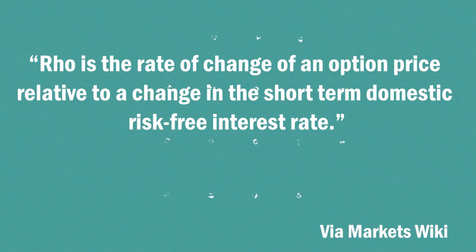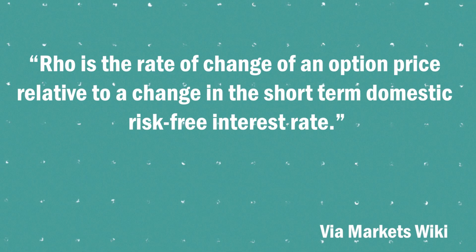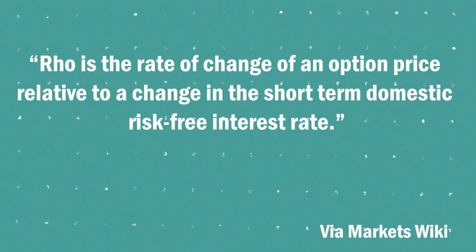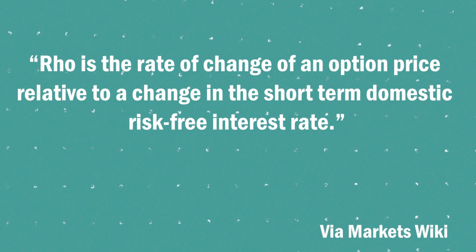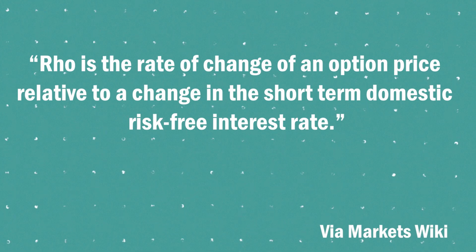Vega is often quoted as the change in an option's price per % increase in volatility, all other factors being equal. The last risk factor that we're going to talk about today is the effect of interest rates on option prices, which is represented by the Greek letter rho. Now, rho is often expressed as the change in option prices per change in the domestic risk-free interest rate. In the United States, that domestic risk-free interest rate is often represented by the rate of US Treasuries.